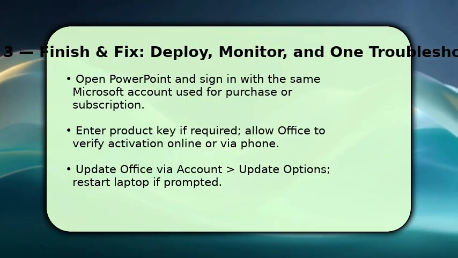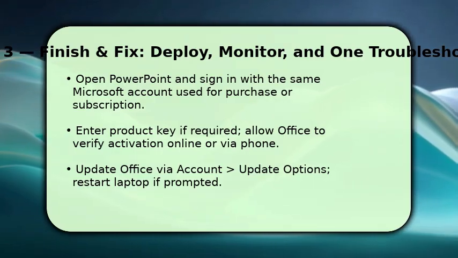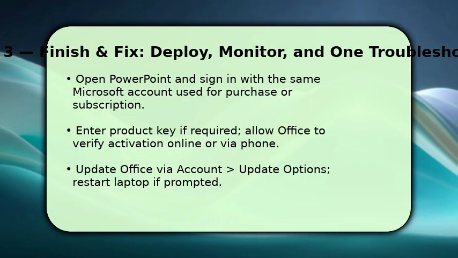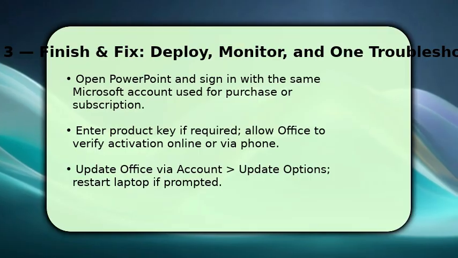Office will validate online. Once activated, go to File, Account, and run update options to download latest security patches and features. Make sure autosave and OneDrive integration are set as you prefer.